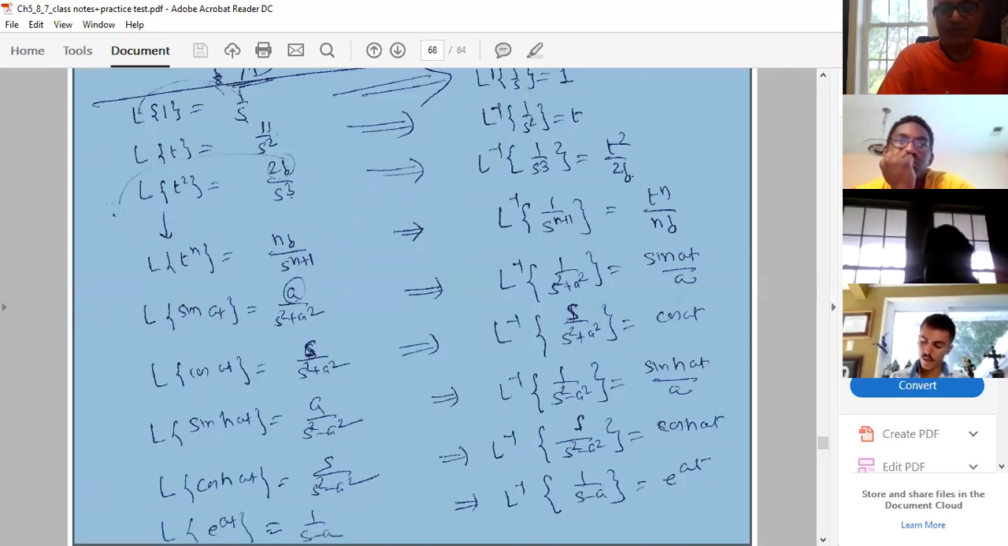Exponential function, just now I told you that e to the power at, here it is minus a. If it is minus a here, it is plus a here. So the inverse Laplace transform of 1 over s minus a is e to the power at.